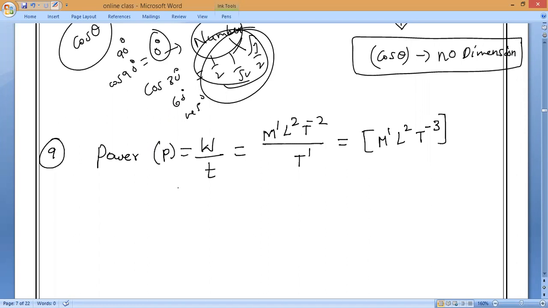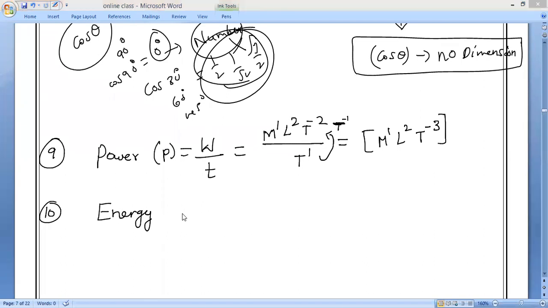Next. Understood? Next. Yes, Pradosh? Tell me. Ask me. Doubt means ask me. Why hesitating? Sir, T power 1 will come up, it will become T power minus 1. Yes or no? Say yes or no. So now minus 3 will come or not, Pradosh?